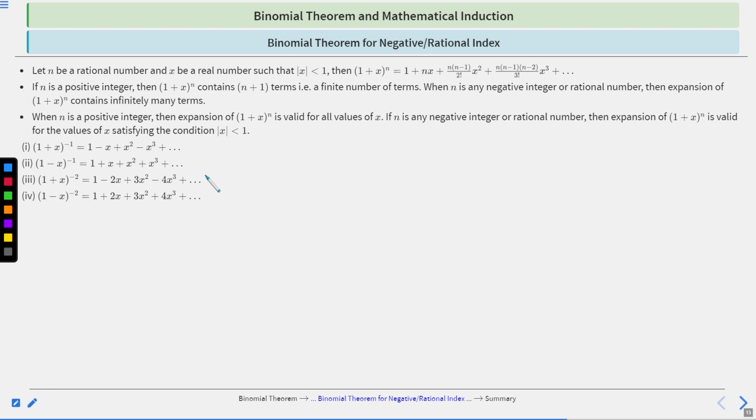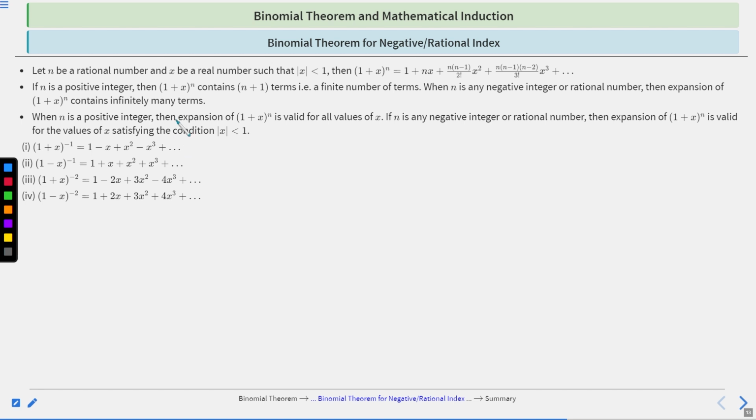Now let's discuss the binomial theorem for negative or rational index. See, you have to remember these expressions. Let n be a rational number and x be a real number such that |x| < 1. Then (1 + x)^n can be represented as 1 + nx + n(n−1)/2! x² + n(n−1)(n−2)/3! x³ till infinity, right?